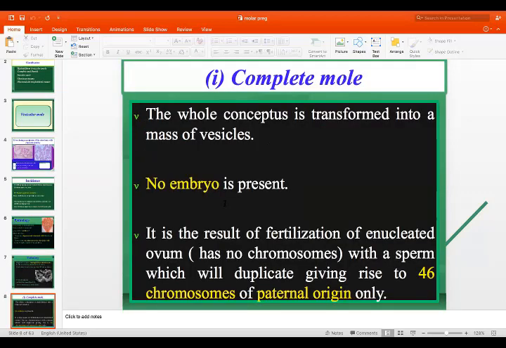Now, molar pregnancy may be a complete mole or a partial mole. In complete mole, there is no fetus, while in partial mole, there is a fetus along with hydropic swelling of the villi. In the complete mole, the whole conceptus is transformed into a mass of vesicles, no embryo. It is the result of fertilization of an enucleated egg, an empty egg which has no chromosomes, with a sperm which will duplicate, giving rise to 46 chromosomes of paternal origin only.